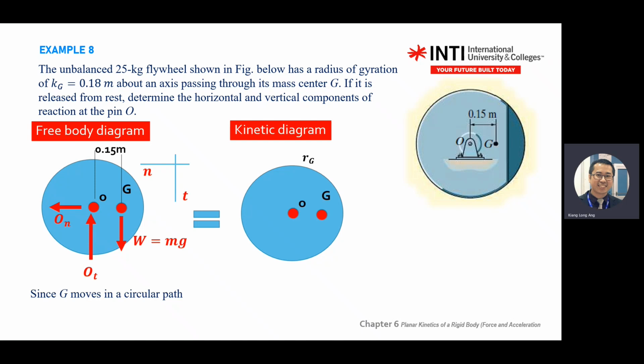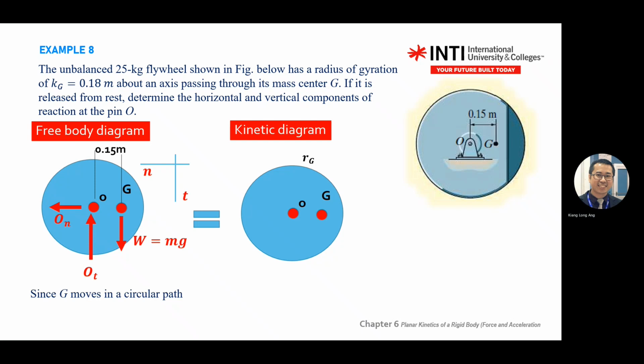O and G. ma at where? G or O? O doesn't have acceleration. It was fixed, so no acceleration, no velocity. Then only G is moving. What is the direction of acceleration at G? Normal and tangent. Okay, you have two, because circular.